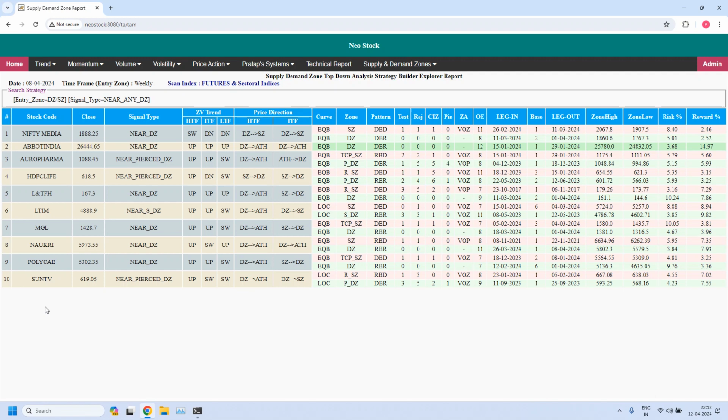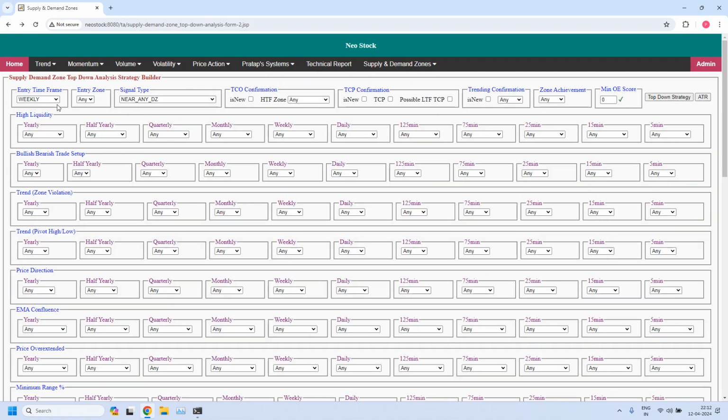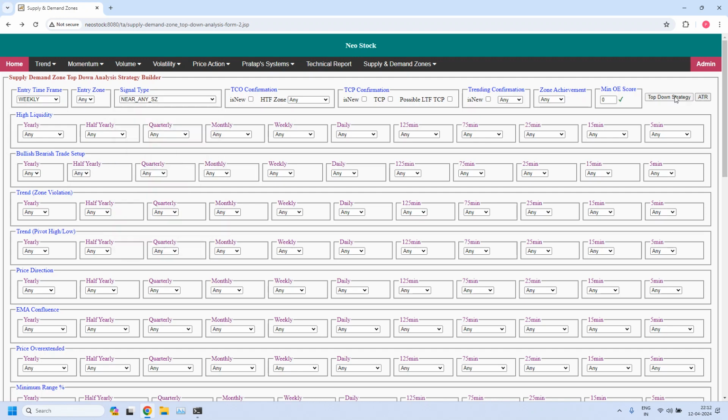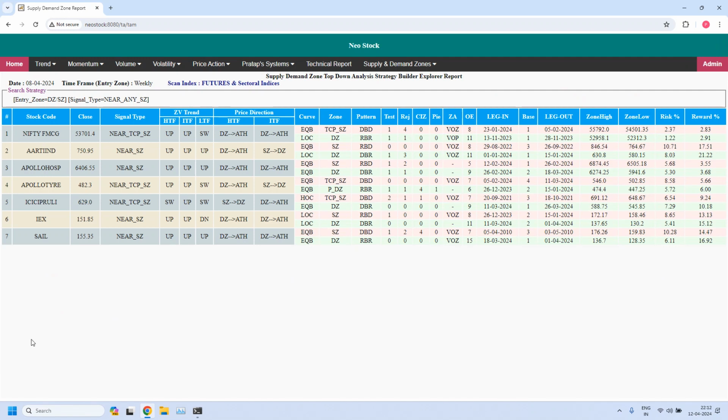Okay, now let me go back. For weekly time frame, let us find the stocks near weekly supply zone. So these 7 stocks are near weekly supply zone. So let me go back.